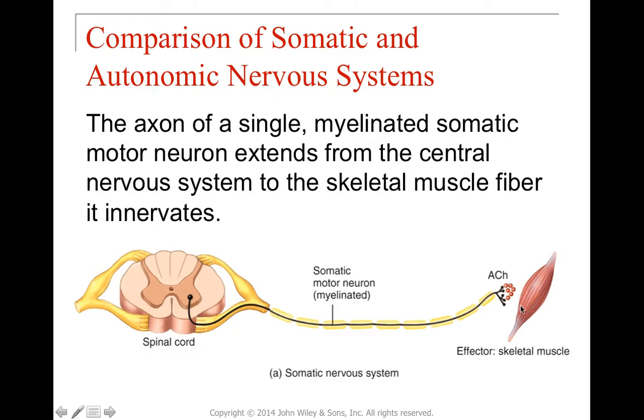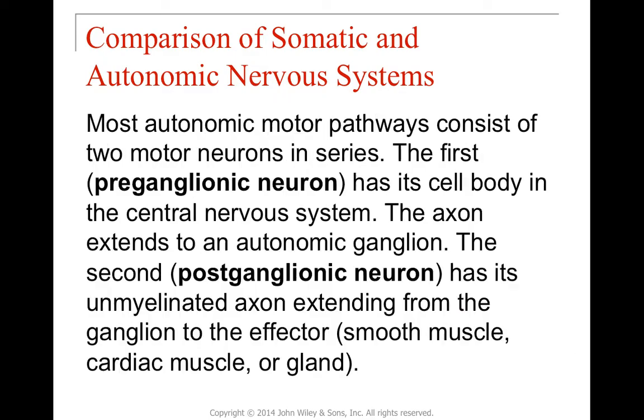Now we're going to see several differences between this and what happens when you look at the autonomic nervous system. In autonomic motor pathways, they're going to consist of at least two motor neurons in a series. So instead of just having one, like we just saw with our somatic nervous system, we're going to have at least two, sometimes more. And the first is called preganglionic. Now this is going to seem like a big word. Preganglionic and postganglionic literally just mean that they are heading into a ganglion or out of a ganglion. So the first one is preganglionic in that it hasn't reached the ganglion yet, and it still has its cell body in the central nervous system.